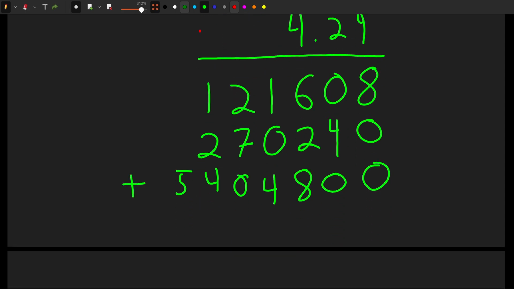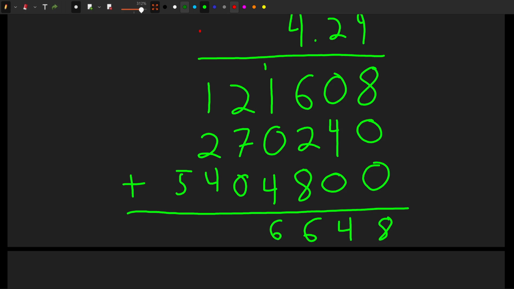Takes me back to elementary. Okay. Adding all these numbers up. 8 plus 0 plus 0 is 8. 0 plus 4 plus 0 is 4. 6 plus 2 is 8. Plus 8 more, I get 16. Carry the 1. 1 plus 4 is 5. Adding the 1 back, I get 6.